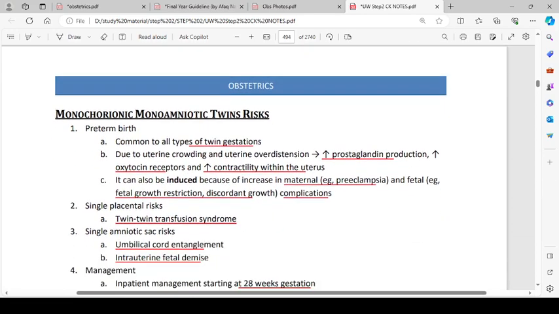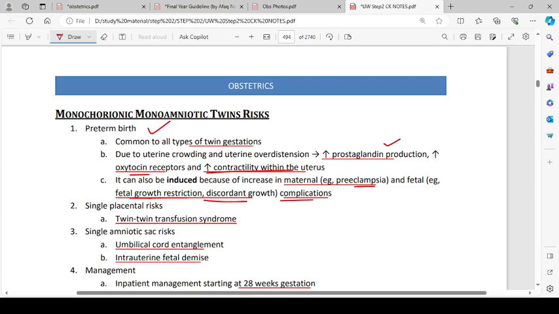Then we have monochorionic monoamniotic twin risks. Firstly, there is the chance of preterm birth, common to all types of twin gestations, due to uterine crowding and uterine overdistension, increased prostaglandin production that will lead to increased oxytocin receptors and increased contractility of the uterus. It can also be induced because of maternal complications, for example preeclampsia, and fetal complications, like fetal growth restriction and discordant growth. So it can be induced by maternal or fetal complications as well.